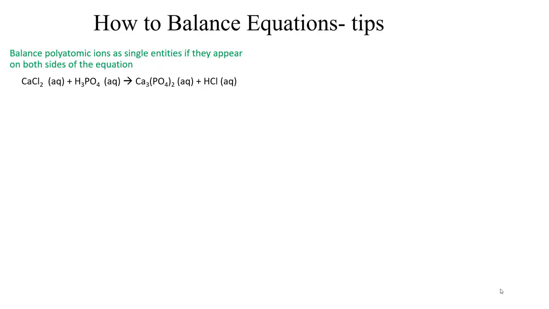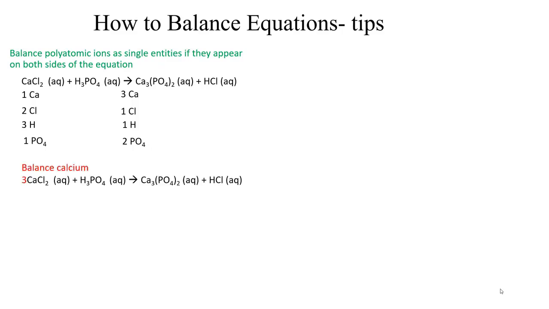and hydrochloric acid, HCl. So if we look here, we can see that there is 1 calcium atom on the reactant side, 3 calciums on the product side. We have 2 chlorines on the reactant side and 1 chlorine on the product side. 3 hydrogens on the reactant side and 1 hydrogen on the product side, 1 phosphate ion on the reactant side, and 2 phosphate ions on the product side. This equation is definitely not balanced.